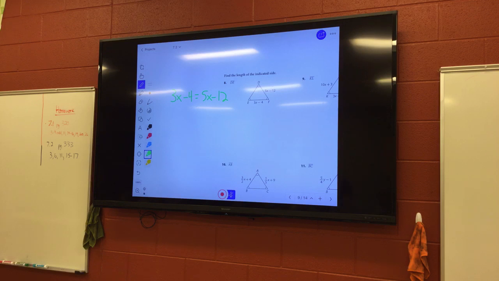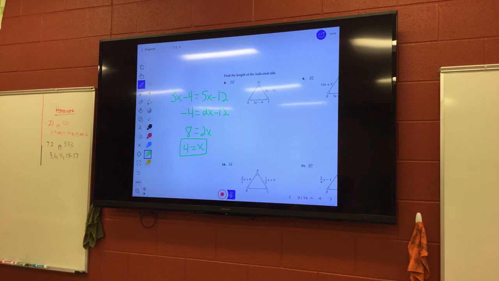Okay, I'm going to move that 3x over, so I'm going to get negative 4 equals 2x minus 12. Add 12 to both sides, so that'll give me 8 equals 2x. And I'm dividing by 2 on both sides, so it'll give me x is equal to 4.